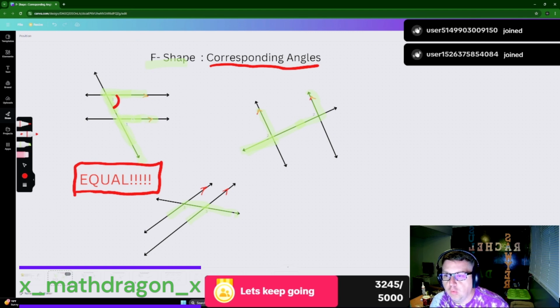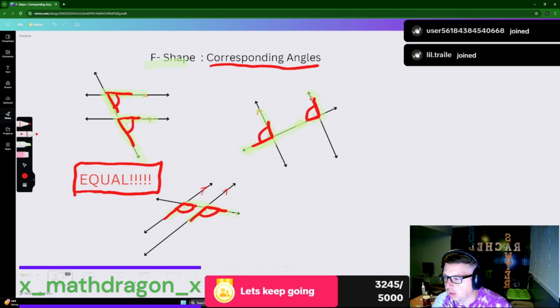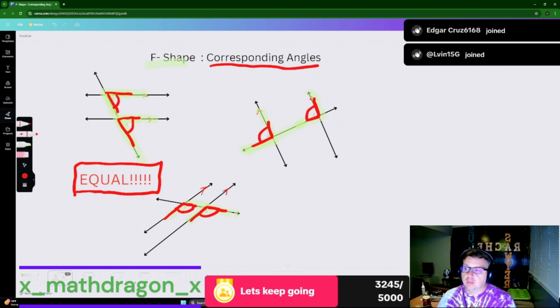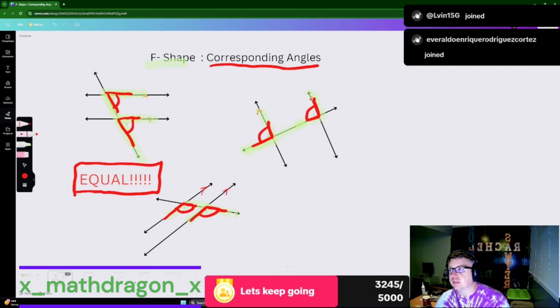So angle 1 would be equal to angle 1. So these two angles are equal to each other. Angle 2 would be equal to angle 2. These will be equal to each other. And then angle 3 and angle 3, these two angles are equal to each other. Oh man, holy, what? Thank you. That was amazing. So when you get that F shape, that corresponding angles, you know the angles are equal to each other. So that is the first of the 4 horsemen. We're going to talk about 4 different ones. So the first one we're going to talk about, corresponding.